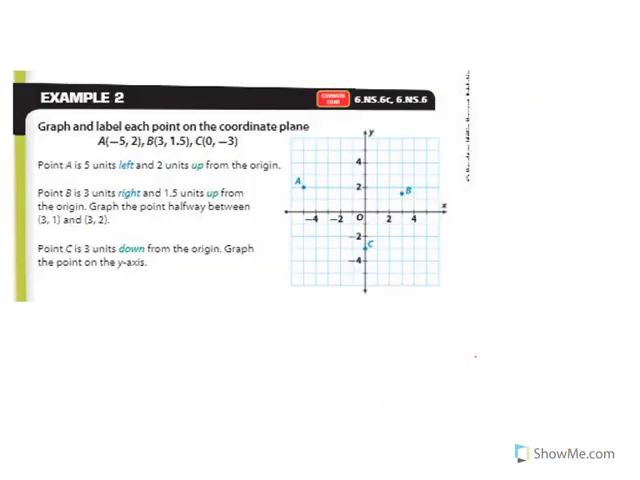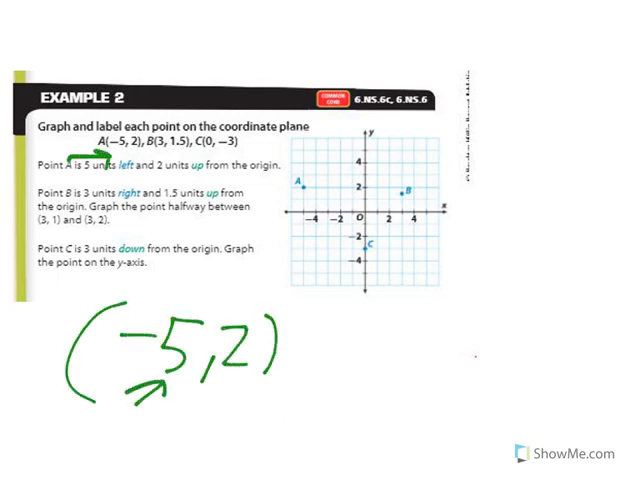So example 2, graph and label each point on the coordinate plane. All right, so this is just a review of everything we've just gone over. So take a look at A. What does that mean? It means to go over negative 5 and then go up 2, and you'll see that's where it is. So over 5, up 2.